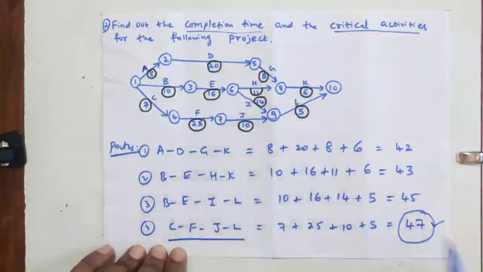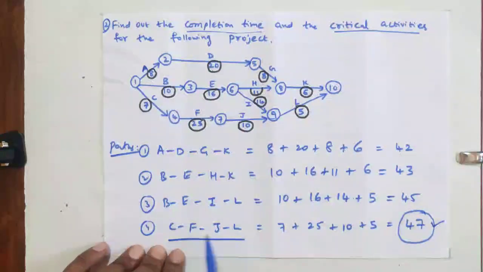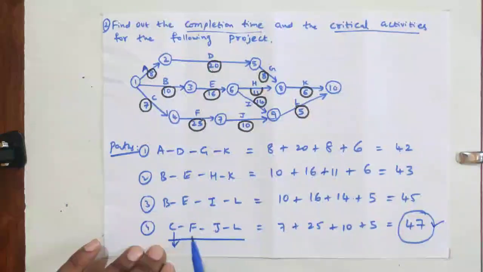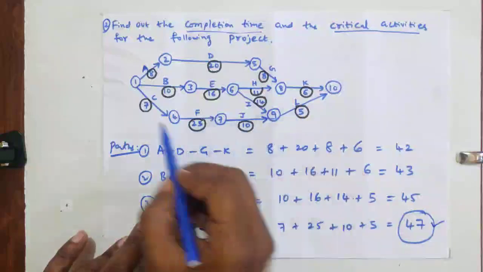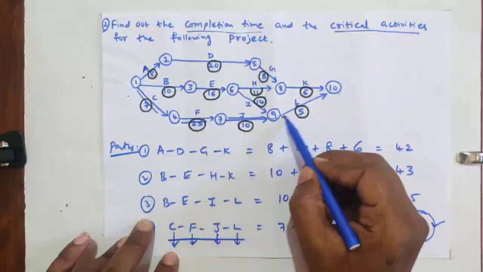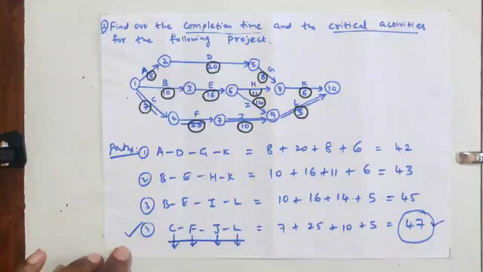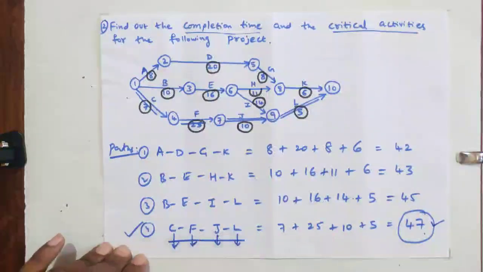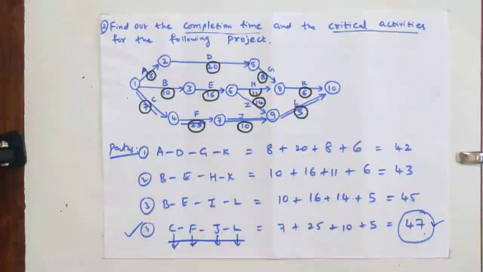If it is in days, 47 days is the project completion time, and CFJL is the critical path. What are the critical activities? C, F, J and L. These four activities are called the critical activities. This fourth path is the critical path, and the project completion time is 47 days. In this way we need to solve this problem. We will see the next problem. This is problem number 3.